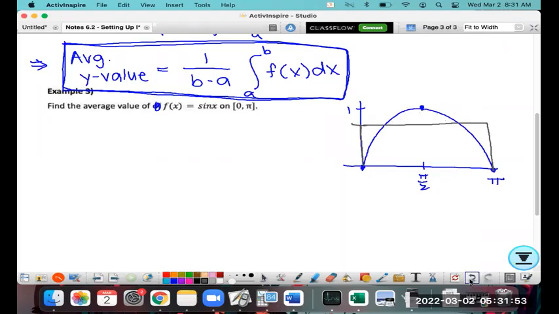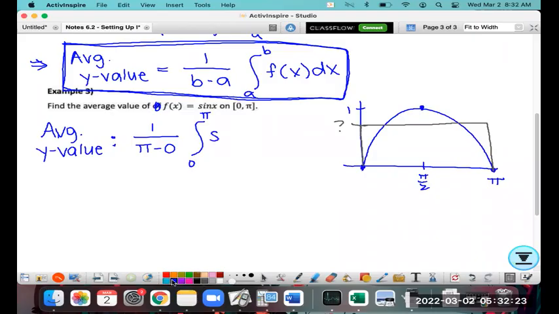Okay, so we're trying to find that average y value. This would be a good time for you to try to use that formula on your own and then watch the video after you've tried. So the average y value, and sometimes I like to specify the interval, I'm not going to right now, but sometimes I'll say the average y value over 0 to pi. That'll be 1 over pi minus 0, and then integrate from 0 to pi sine of x dx.